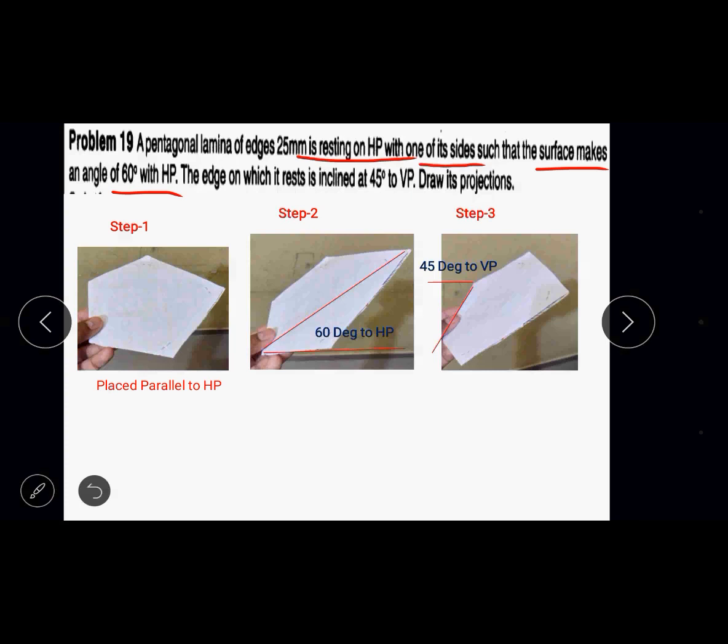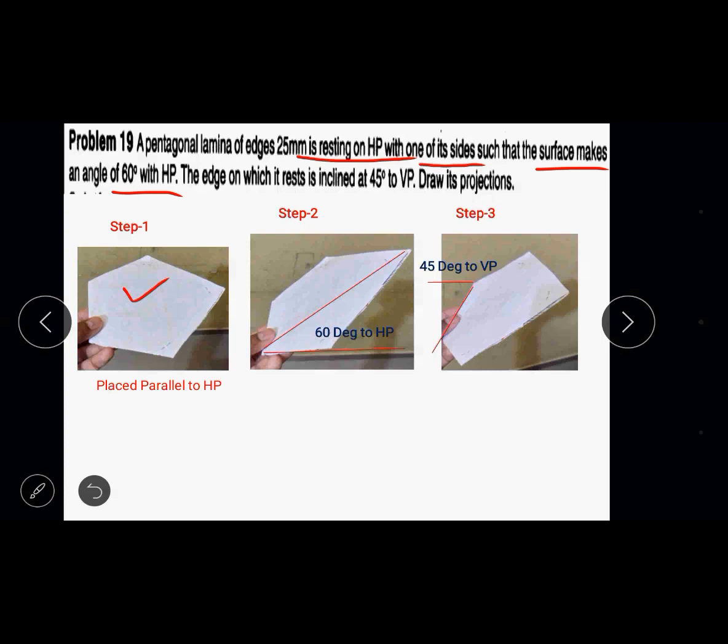It is resting on HP with one of its sides. So it is a side resting lamina given. So it is an edge resting lamina given. So first figure, look at the first figure. So this is a pentagonal model. So I have placed the pentagon parallel to HP.